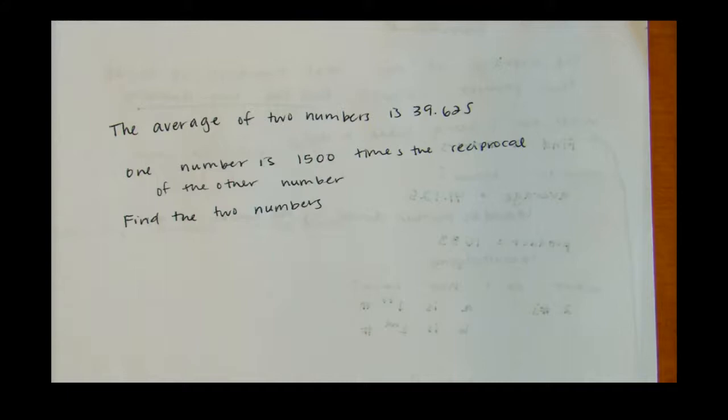Now try your own problem like this. The average of two numbers is 39.625. One number is 1,500 times the reciprocal of the other number. Find the two numbers. I'm going to ask you the same set of questions as you solve this problem through. Go ahead and copy it down.